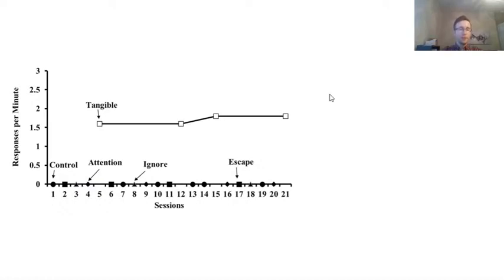So I want to give you an example of how elements of determinism can be identified in an assessment used to determine the function of challenging behavior for the purpose of developing an effective intervention. So these are data from a study I conducted focused on treatment of challenging behavior. On the y-axis is responses per minute. On the x-axis is sessions.